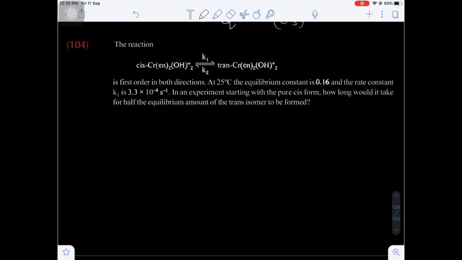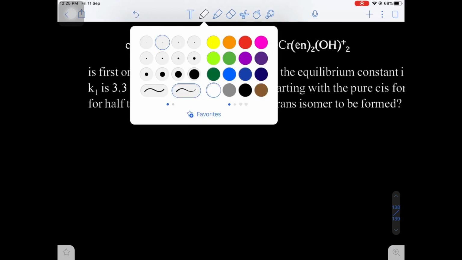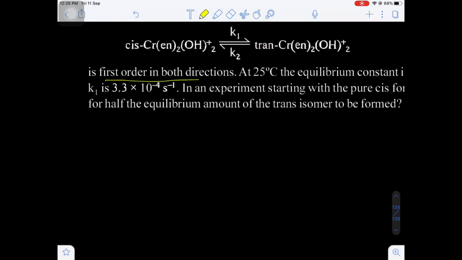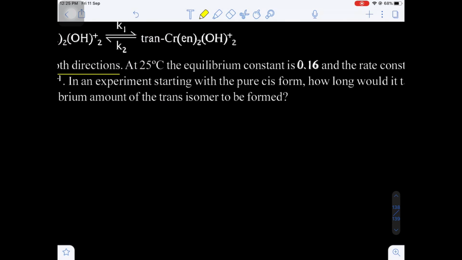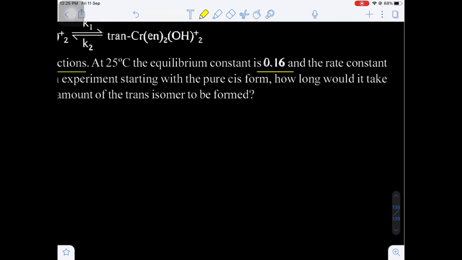Now one more question is there. The reaction cis-chromium ethylene diamine taken twice, OH taken twice, in equilibrium with trans-chromium ethylene diamine taken twice, OH taken twice. K1, K2, that will be the rate constant for forward and backward. Now first order in both the direction. In the question it is clearly mentioned. That means this is first order. At 25 degrees Celsius, the equilibrium constant value given to you is 0.16.